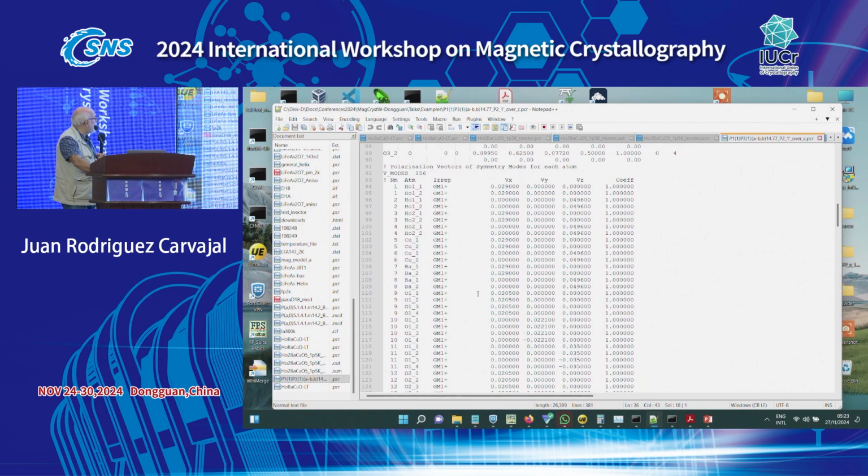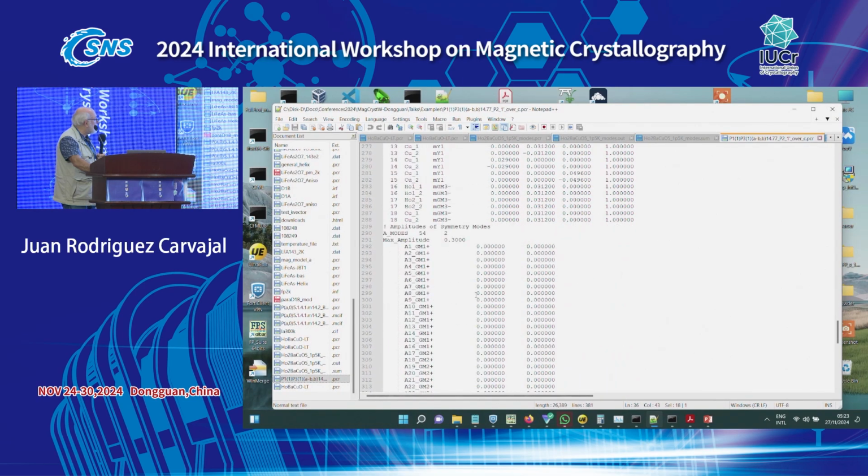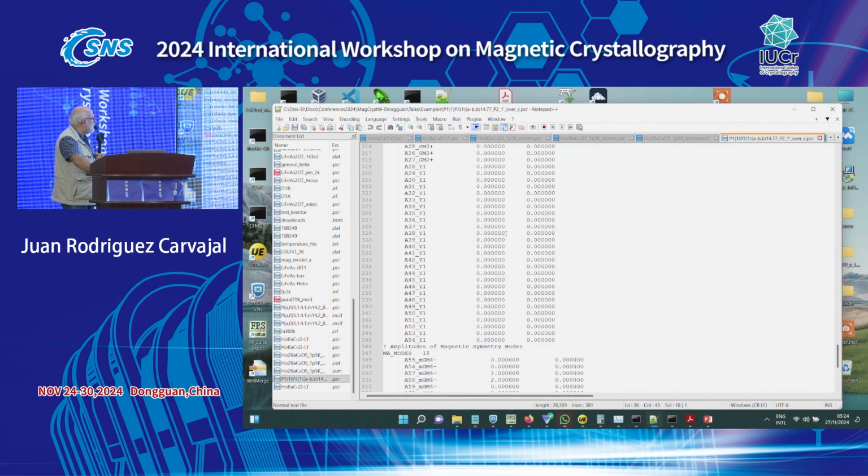And here we have the vectors. Then the program FullProf will give a linear combination of these basis vectors with these coefficients. These are the coefficients, for example, the amplitudes of symmetry modes. This is in angstrom, maximum amplitude 0.3 angstroms, for instance. You can limit the variation if you refine to be maximum 0.3 angstroms, in case you have a lot of oscillation, because you can refine that.